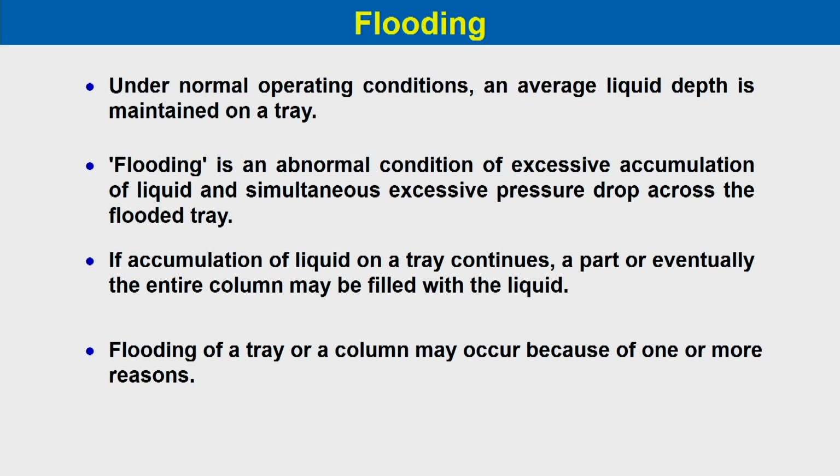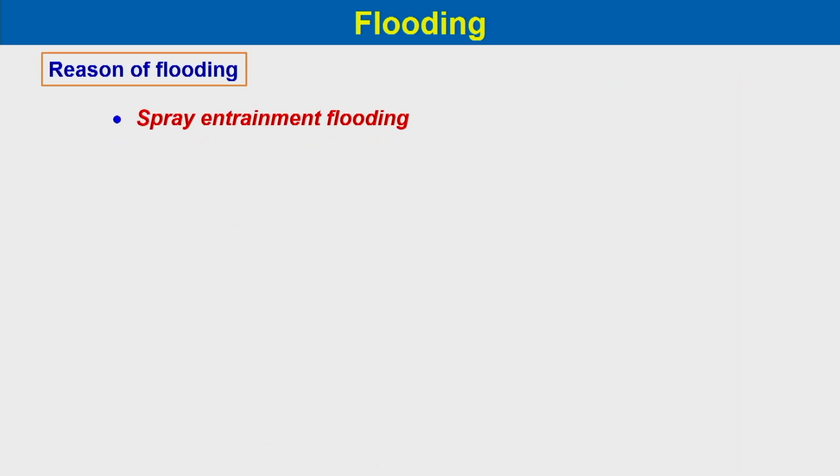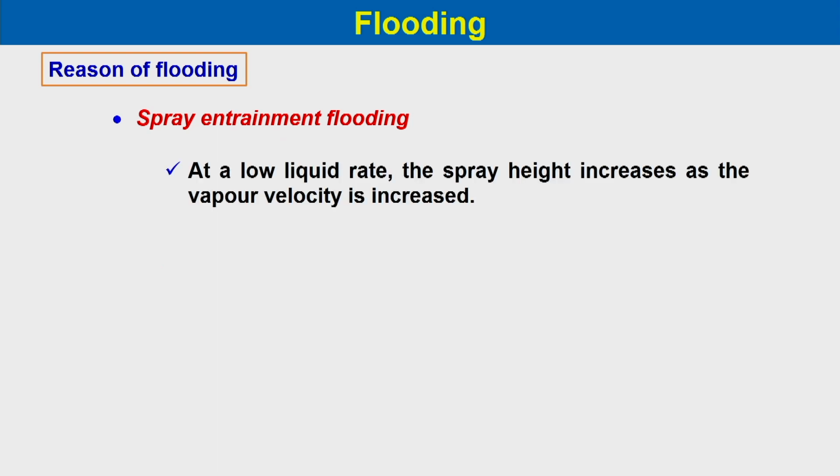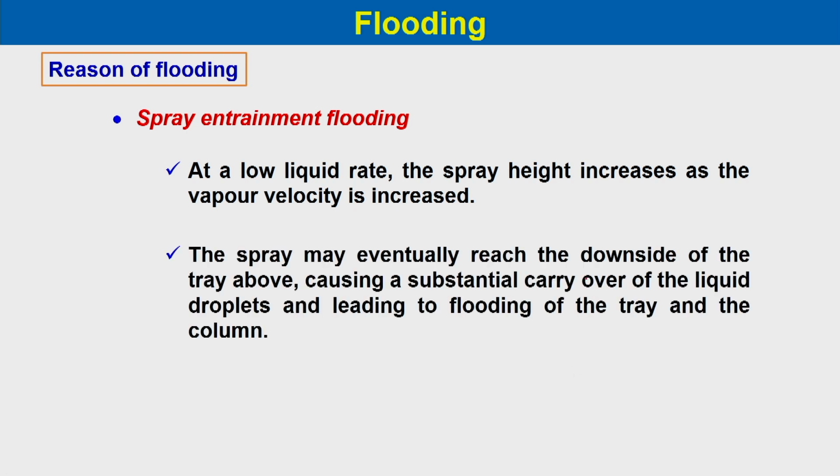One of them is spray entrainment flooding. At a very low liquid rate, the spray height increases as the vapor velocity is increased. The spray may eventually reach the underside of the tray above, causing a substantial carryover of liquid droplets and leading to the flooding of the tray and the column. So, spray entrainment flooding may also occur.